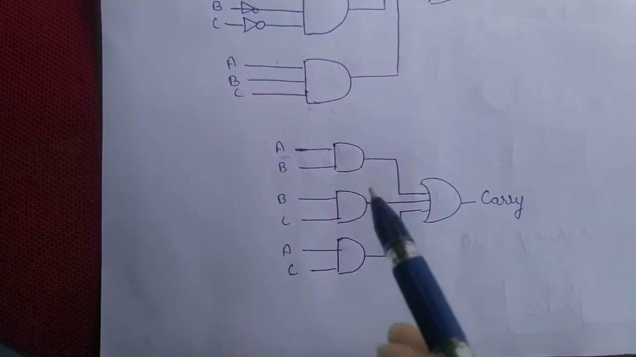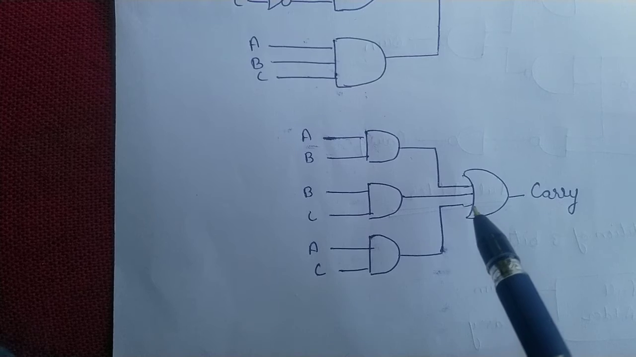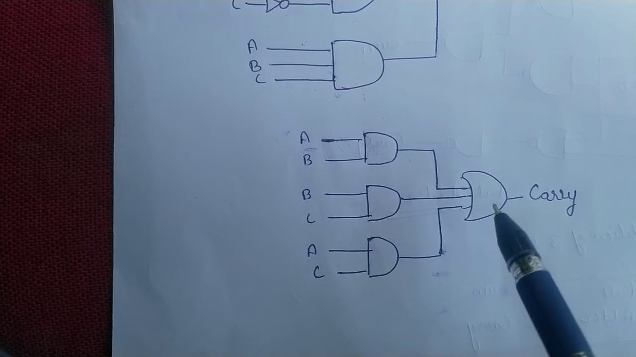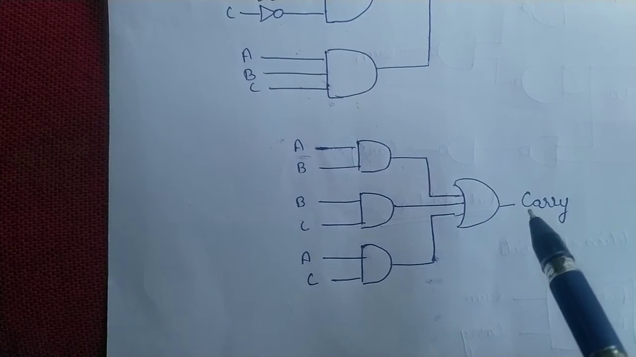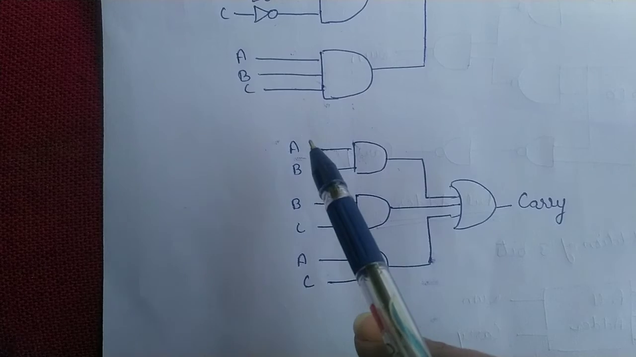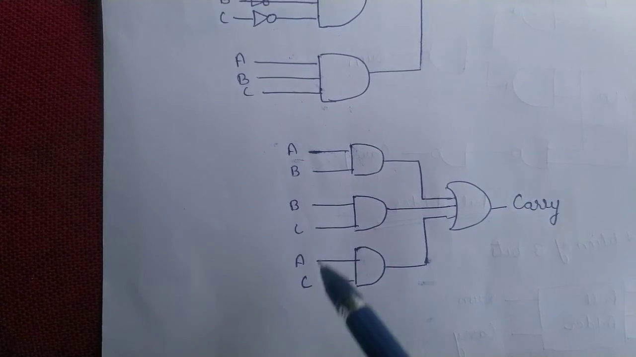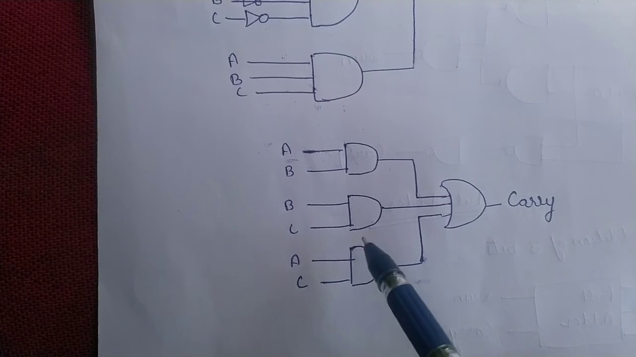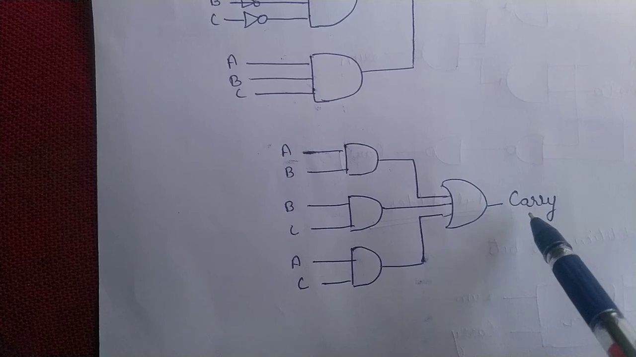If we draw the circuit diagram for the carry, the Boolean expression for the carry is AB plus BC plus CA. So 3 AND gates are used, and 1 OR gate is used for all the outputs of the AND gates. AB acts as an input for this AND gate, BC and AC act as inputs for the corresponding AND gates, and these outputs will be given to this OR gate, and this will give us the output of the carry.